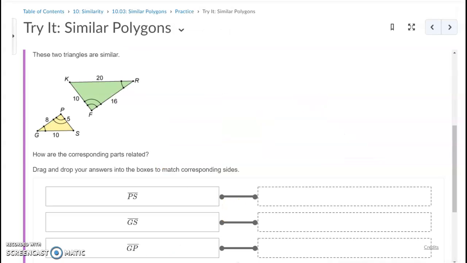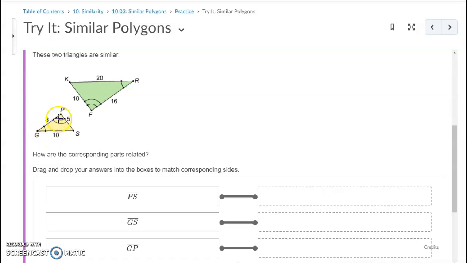So let's start with our first example. It says that these two triangles are similar to each other. How are the corresponding parts related? And I would encourage you to take a second to maybe even redraw the green one so that it's oriented in the same way as the yellow one. And these little arcs in each of the angles give us clues for how it should be oriented.